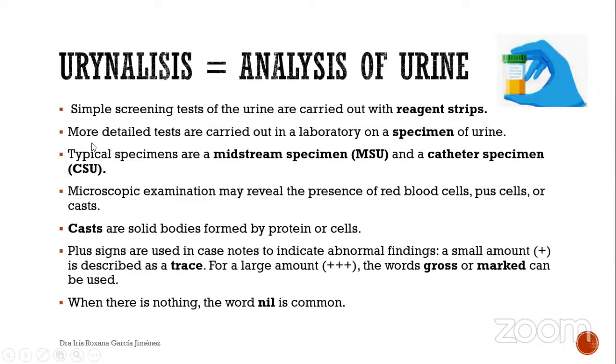with reagent strips. More detailed tests are carried out in the laboratory on a specimen of urine. Typical specimens are a midstream specimen, MSU, a very common abbreviation, and a catheter specimen, CSU, catheter specimen of urine, midstream specimen of urine, that's the U, okay? Microscopic examination may reveal the presence of red blood cells, pus cells, or casts. Casts are solid bodies formed by proteins or cells. We all know about it.